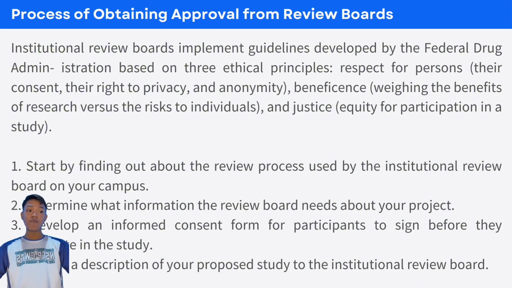So there is a process of obtaining approval from the review boards. The first step is to find out about the review process used by the institutional review board on your campus, and then determine what information the review board needs about your project. This will allow you to revise your questions and your letter to meet what the review board needs to see. Then develop an informed consent form for participants to sign before they participate in the study, and then submit a description of your proposed study to the institutional review board. Those are the processes that you need to undergo before data collection in quantitative research.